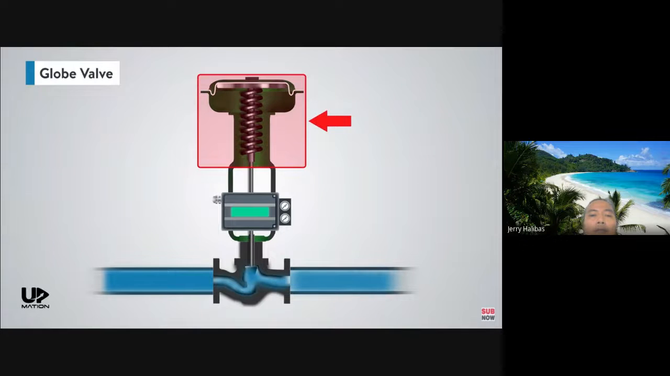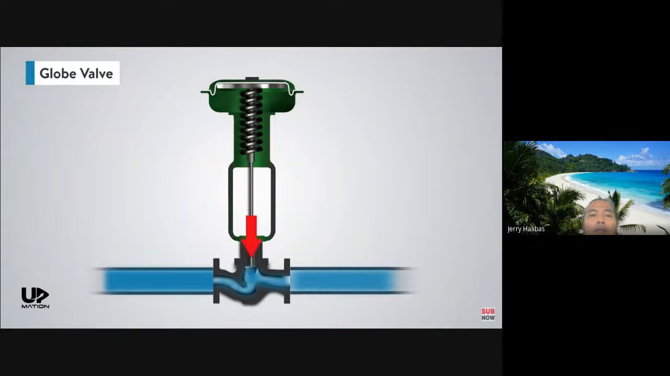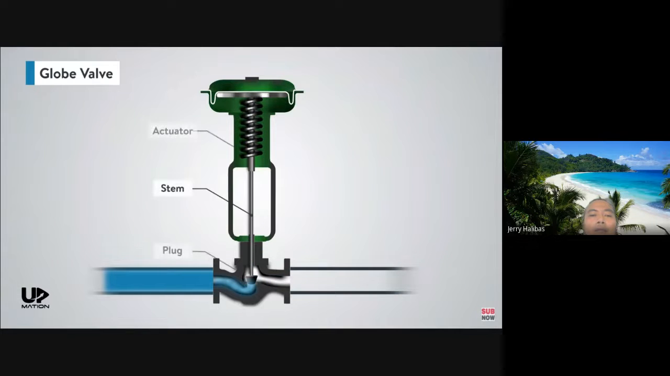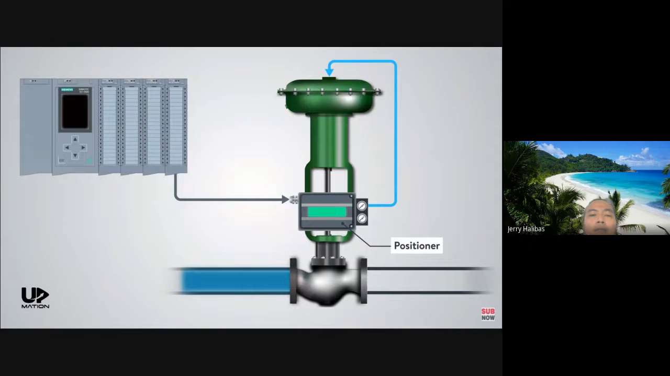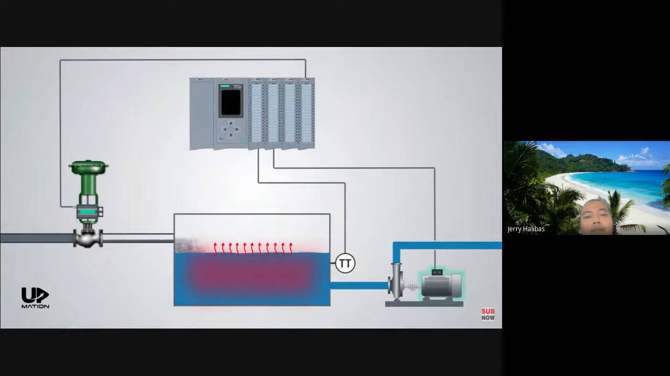This part here is the actuator that transfers the mechanical power to the plug using the stem. The actuator will receive the commands from the positioner. The main role of the positioner is to be an interface between the PLC and the actuator to precisely adjust the plug for being open or closed. There are a variety of actuator and positioner types, and we are going to check them all at the end of this video. So let's start with an example to understand the operation of the positioner and its relation to the PLC and actuator.